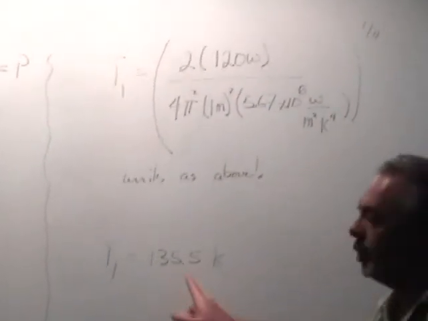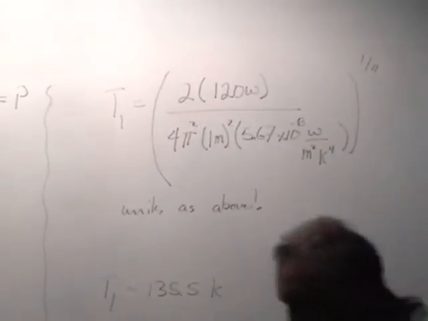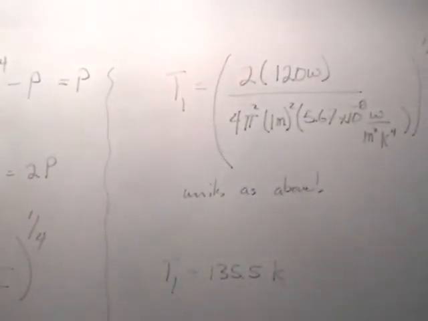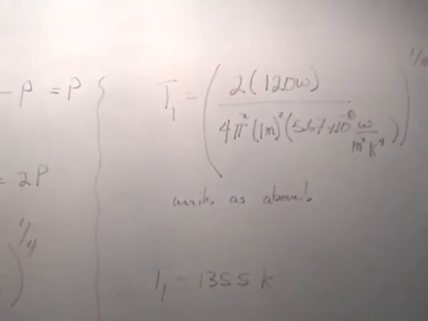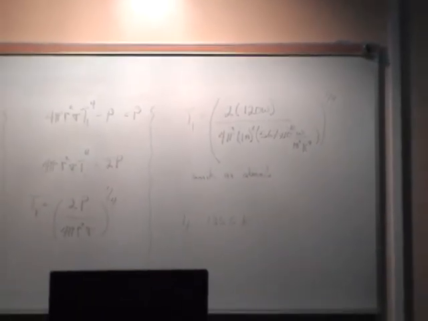Did you get 135.5 kelvins for the temperature of the inner sphere? Obviously, the inner sphere has to be hotter because it's smaller and it's got radiation coming from 2 directions. So it's going to have to be hotter.